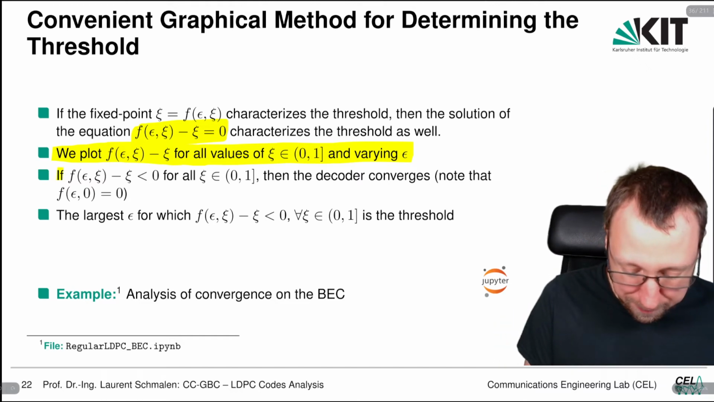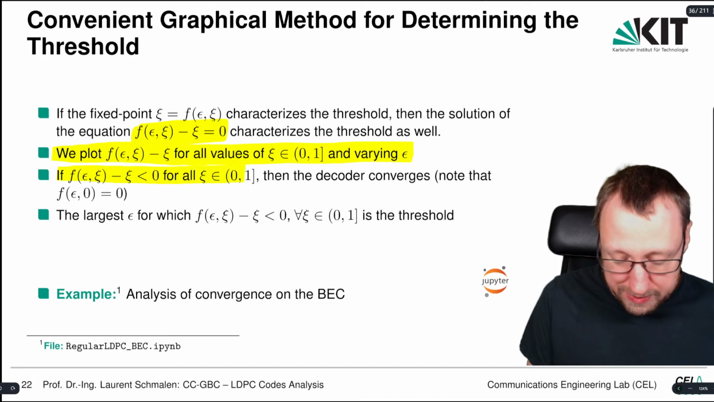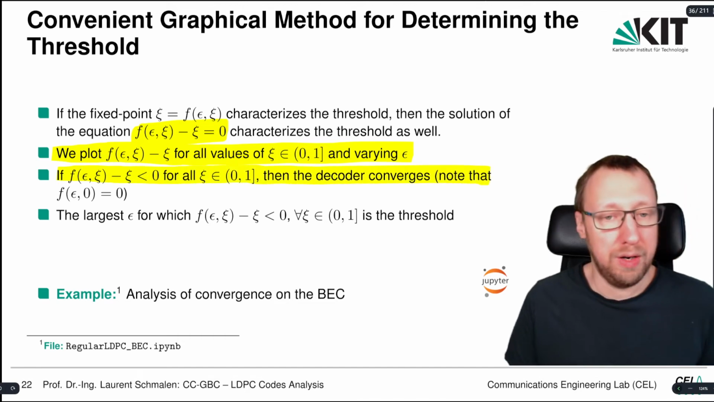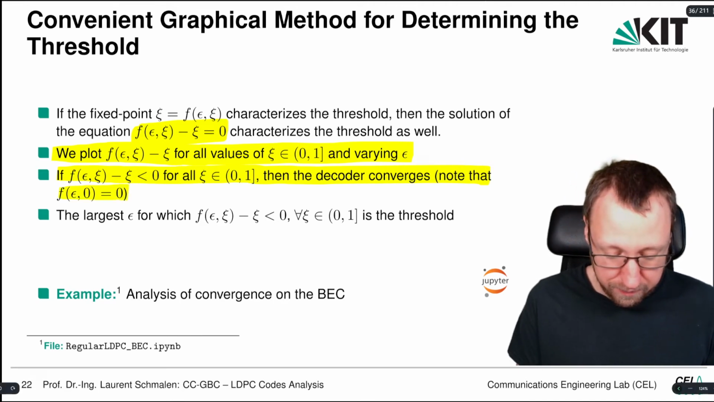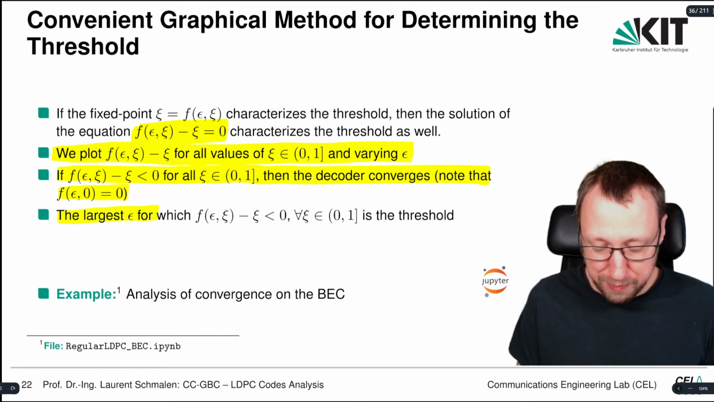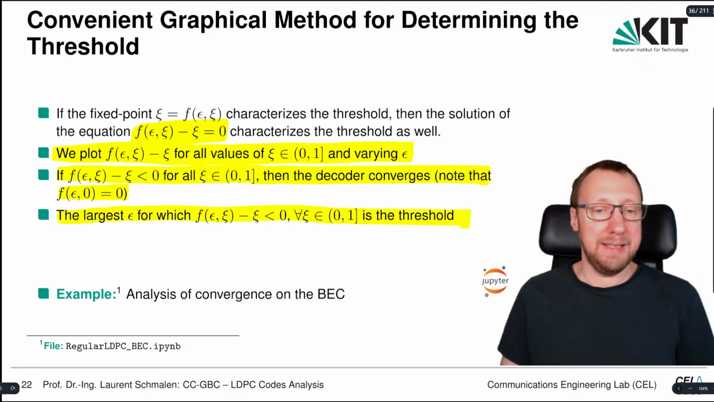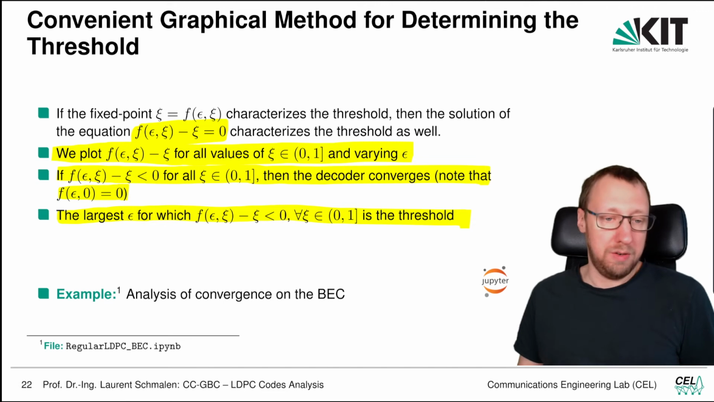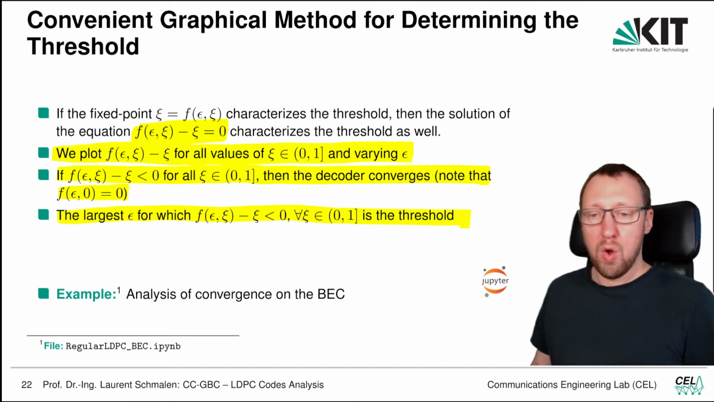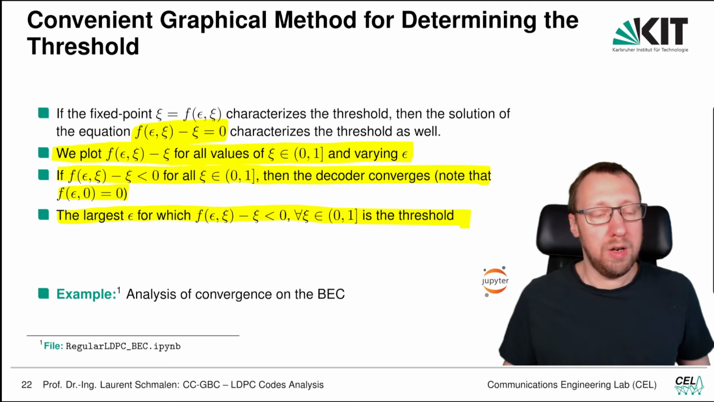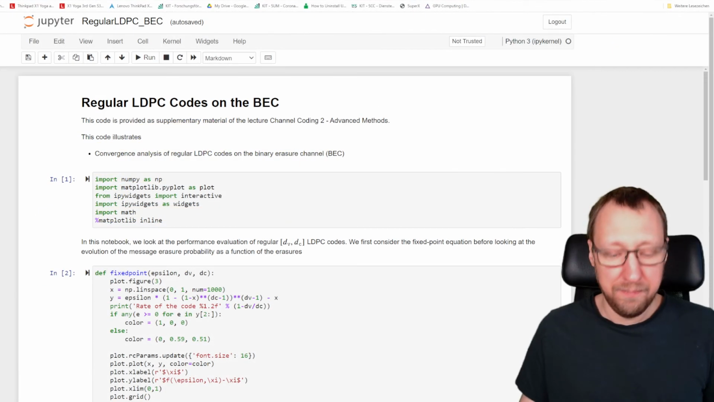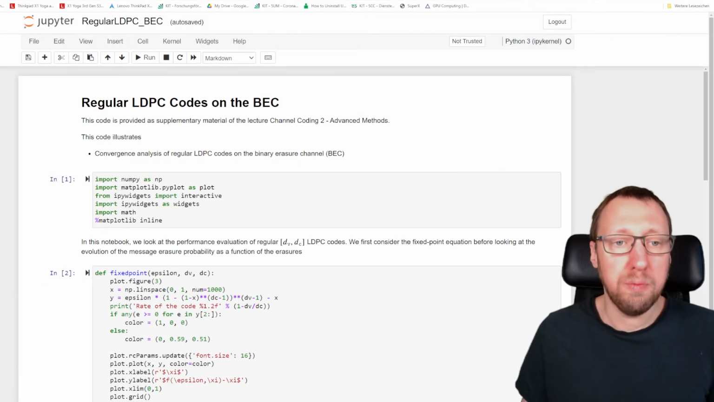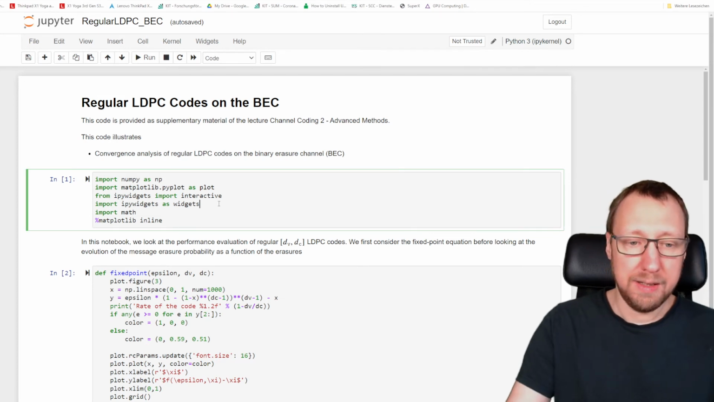If f of epsilon c minus c is smaller than 0 for all c between 0 and 1, excluding 0, then we converge. And the largest epsilon for which f of epsilon c minus c is smaller than 0 is the threshold. We have a Jupyter notebook for showcasing this, and we can quickly go there and see how this looks. So this is our Jupyter notebook, and we can start.